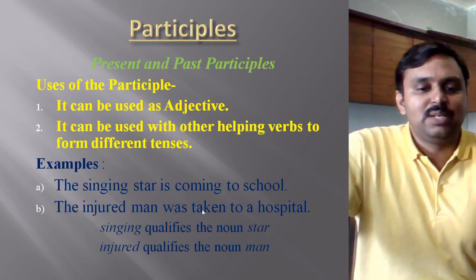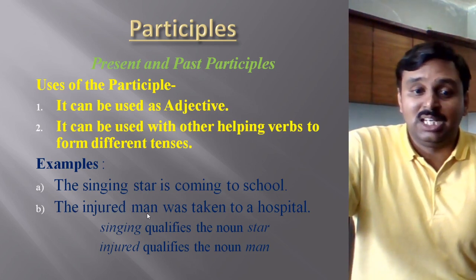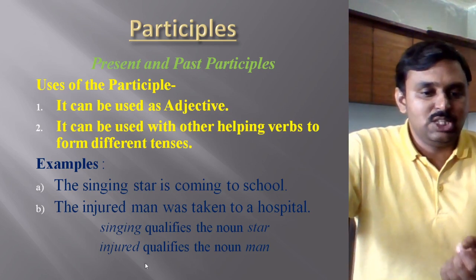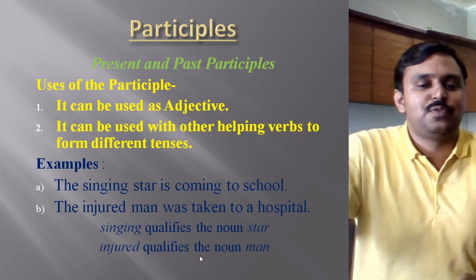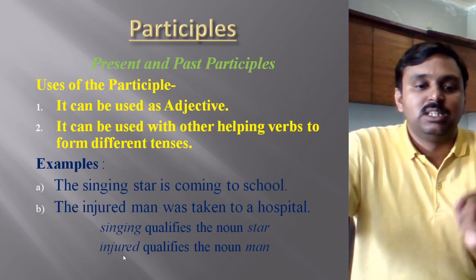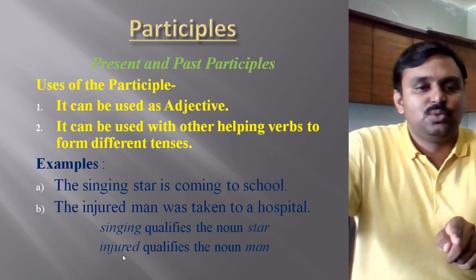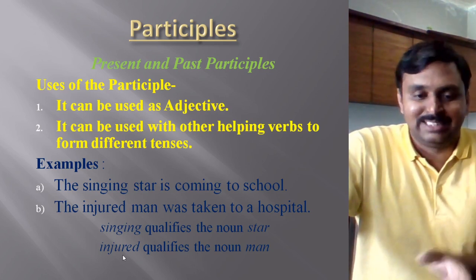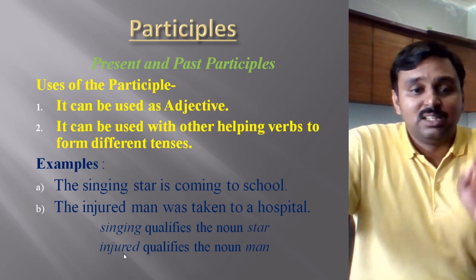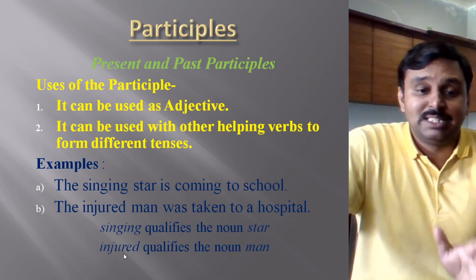Look at the second example. The injured man was taken to a hospital. Here, if I ask the question how was the man, he was injured, he was wounded, he got hurt. So the word injured is qualifying the noun man. Are you getting it? Because of that, this injured is again a participle adjective, and it can also be called an ed adjective. This is an example of an ed adjective, meaning past participle adjective.